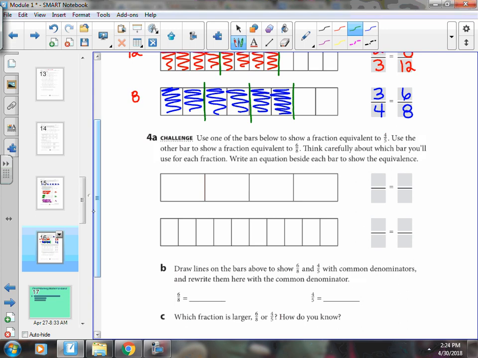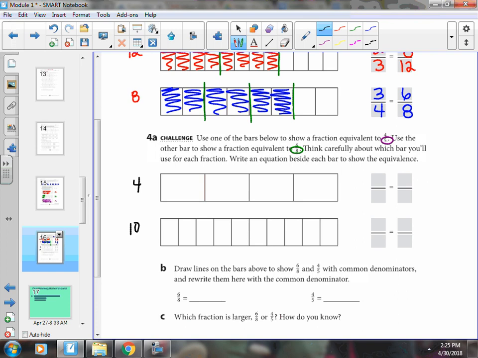For the challenge, use one of the bars below to show a fraction equivalent to 4/5. So again, I see one denominator is a 5, and then use another bar to show 6/8. The other denominator is an 8. Think carefully about which bar you'll use for each fraction. So the first picture has 4 sections, and the second picture has 1, 2, 3, 4, 5, 6, 7, 8, 9, 10 sections.